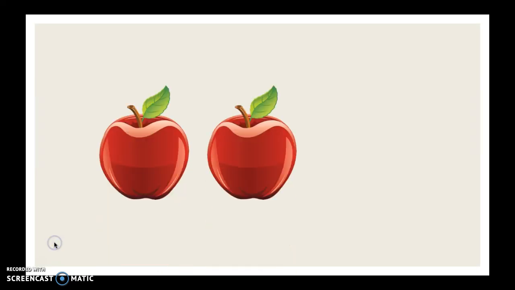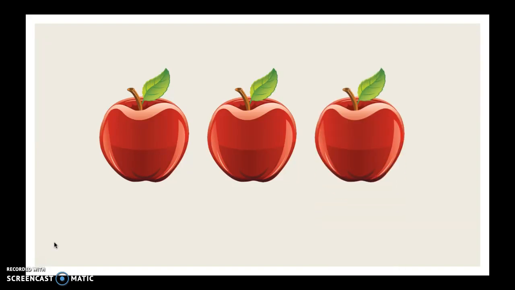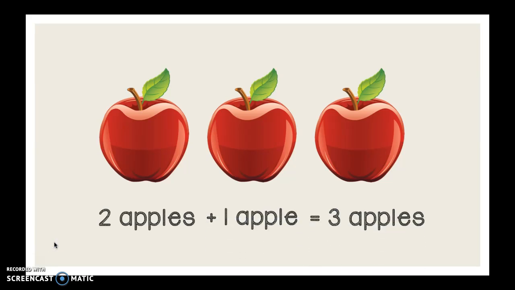I bought some apples at the store, and at first I put 2 apples in my carriage. 1, 2. Then I saw another one that looked so delicious, so I had to grab that one as well. Now, if I wanted to say a number sentence to tell you how many apples I had, I could say I had 2 apples plus 1 more apple equals 3 apples.